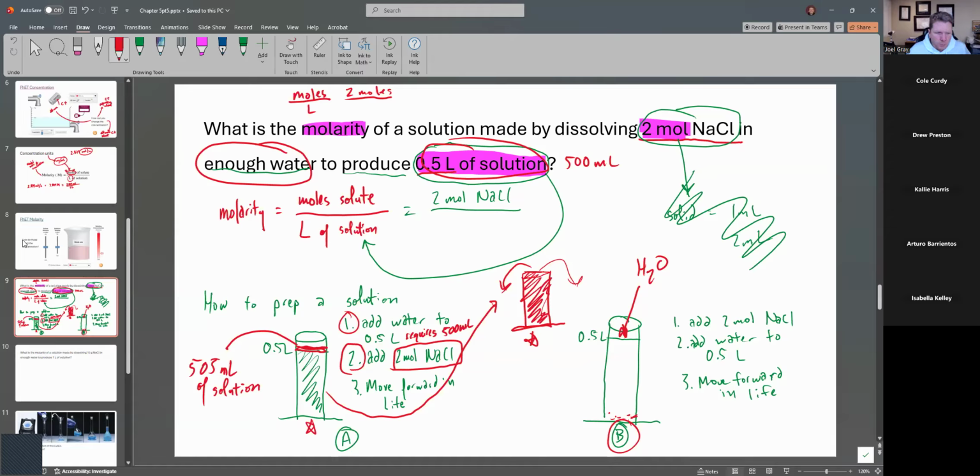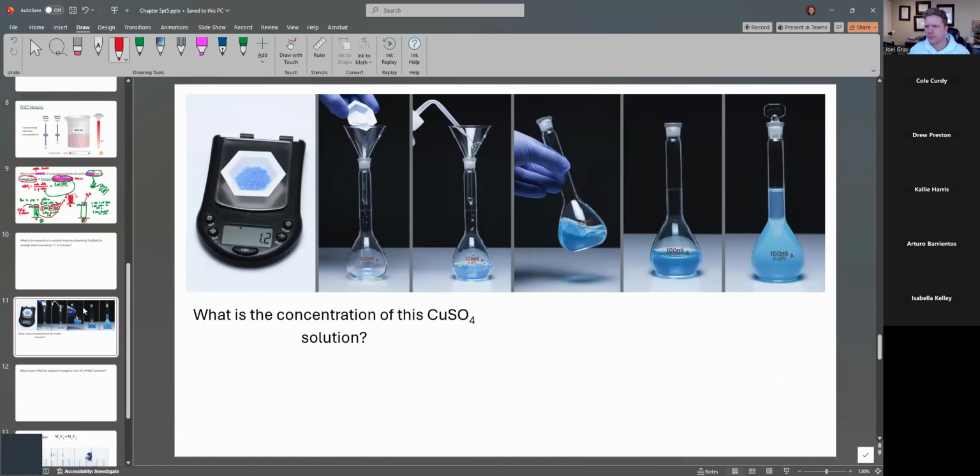Okay. Now, we're going to skip down to slide 11. Slide 11 shows us the specific sort of glassware that we would use. And we're going to go through the process of making a solution. This substance is copper sulfate. And we're asked, what is the concentration of this solution? Now, in order to answer that, I'm going to grab the symbols from the periodic table.